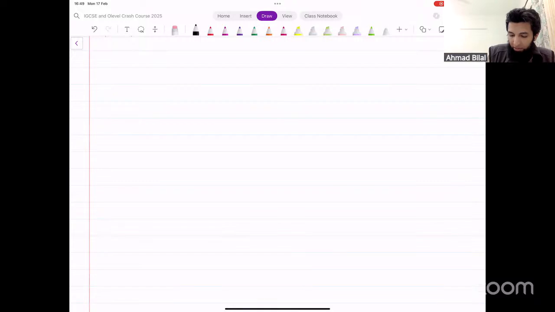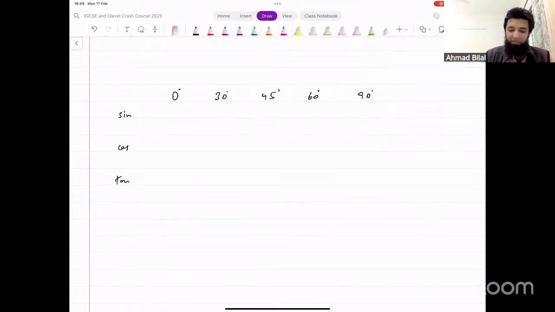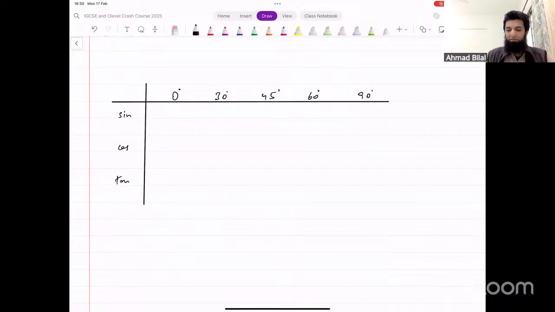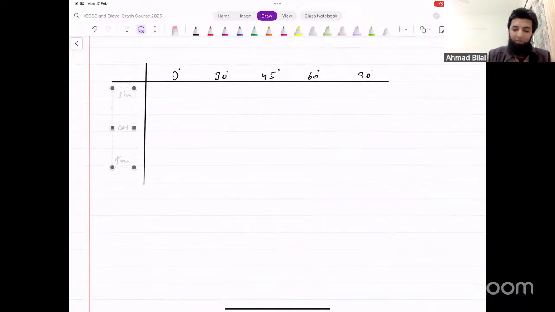So these are some common angles: 0 degrees, 30 degrees, 45 degrees, 60 degrees, and 90 degrees. You need to remember the values of sine, cos, and tan for these specific angles. Okay, you need to memorize these values. Now, I'm going to first write down the values, and then I'll tell you a way to remember them. Okay. First, I'm going to write down the values for each one of them.